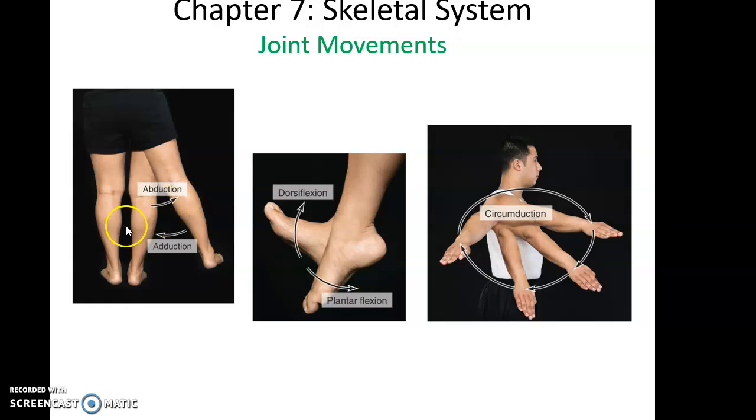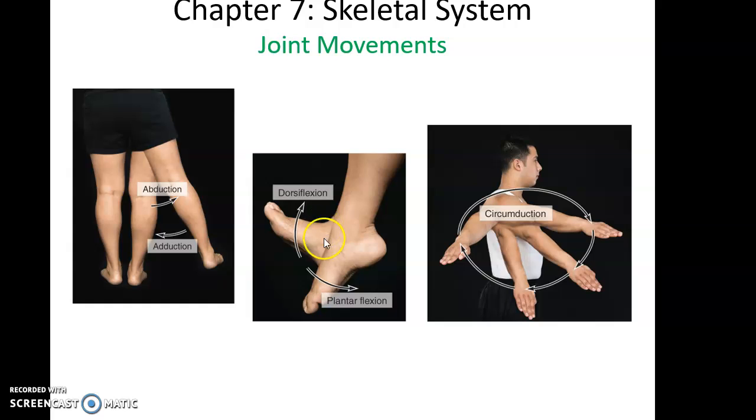Then we have abduction, adduction. Abduction, adduction is where the structure, say the limb or finger, is moving either further away from the midline or toward the midline. So abduction is moving away from the midline, and adduction is moving down toward the midline. Abduction, moving above. Adduction, moving down. Then we have circumduction. Circumduction is basically a combination of abduction, adduction, and flexion and extension, so that you end up forming a circle with the distal end of that structure.